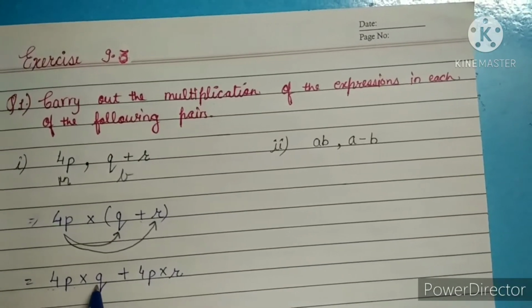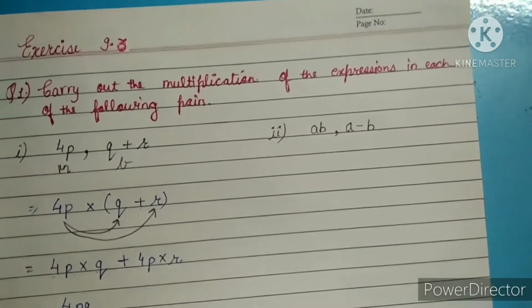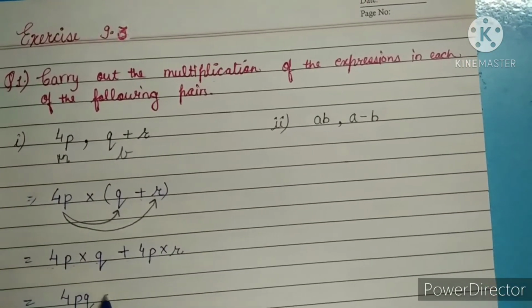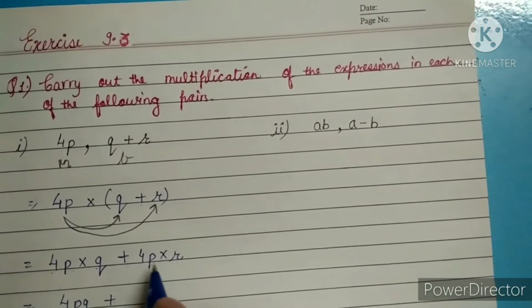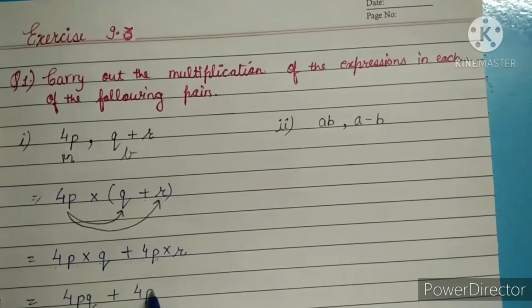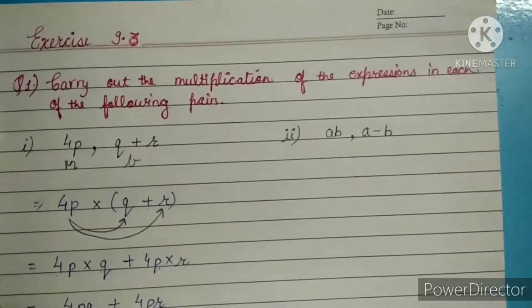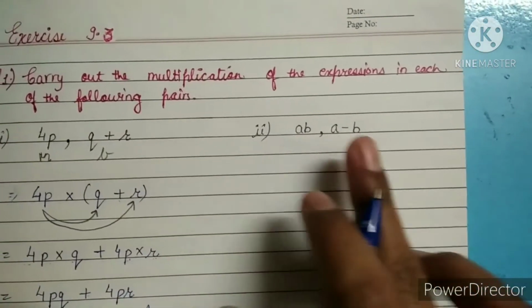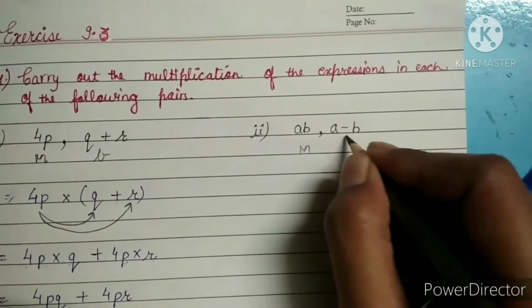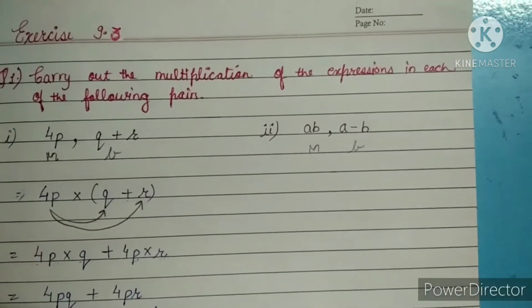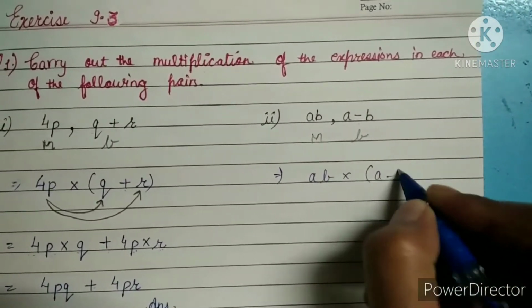So 4p and q both are having different variables, so their answer is 4pq. Here plus symbol as it is, here 4pr. Both are having different variables, so 4pr as it is. So this is our answer. Second, same, ab, we have to multiply a minus b. ab is monomial and a minus b is binomial. Now you can see we have to multiply ab into a minus b.